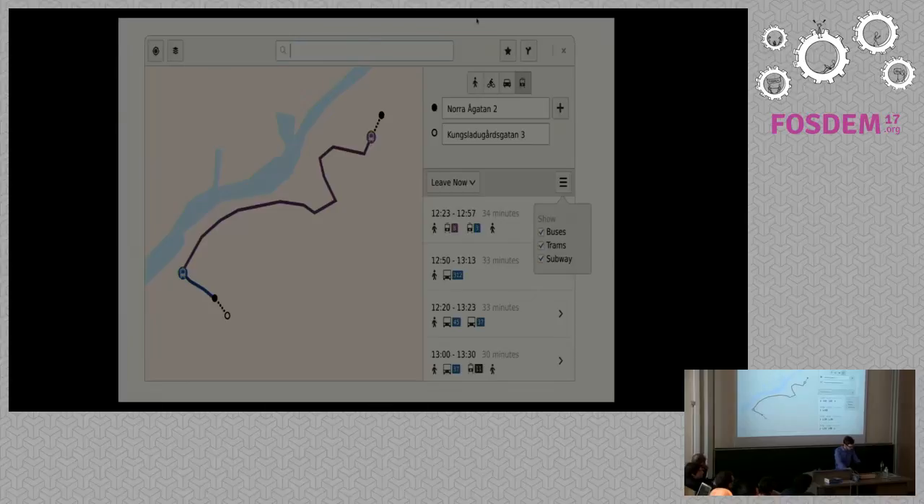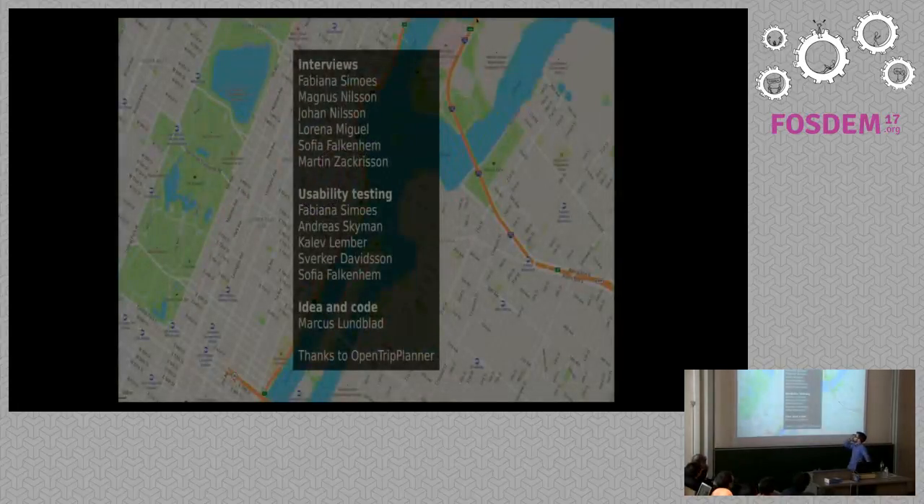And yeah, that's it basically. The whole thing wasn't just built by me and Marcus, but it was actually built by all these people who were kind enough to offer their time to do the interviews, and also the people who were kind enough to help with the usability testing. So in the end we were quite a bunch of people who were involved in building this interface.